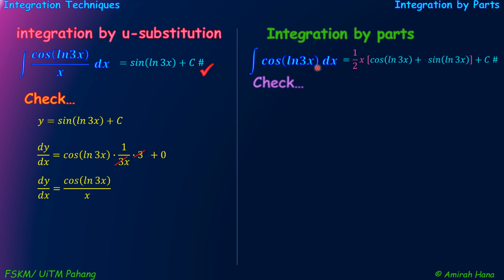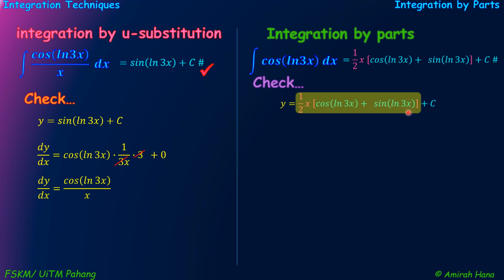Right, let me check this answer. In the previous slide, we integrated this question using integration by parts, and we got this answer. To check whether this answer is correct or wrong, we let this answer equal y. So now our y equals half x bracket cos ln 3x plus sin ln 3x plus c. Then we differentiate half x times cos ln 3x plus sin ln 3x.